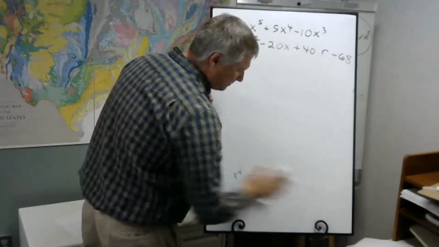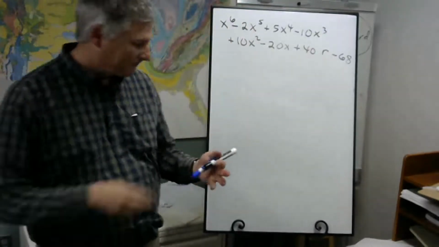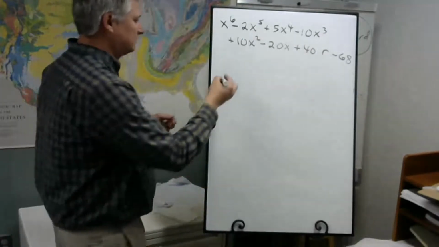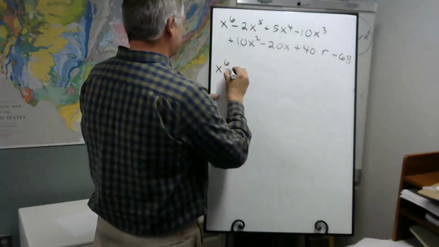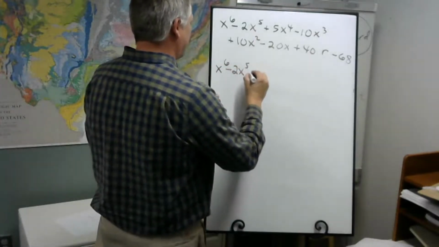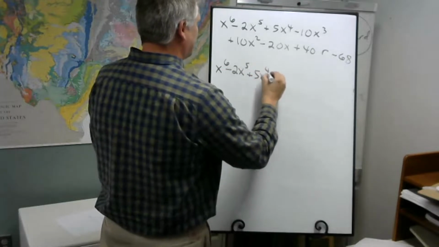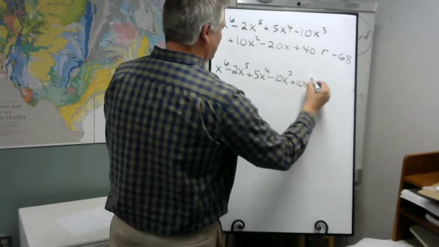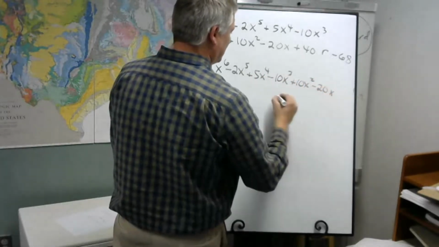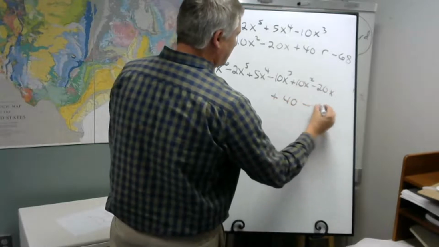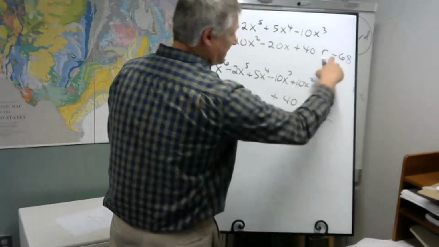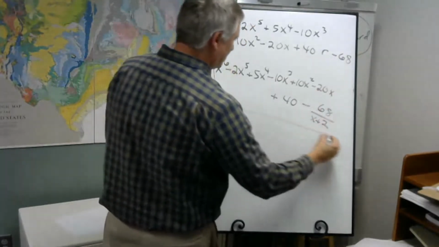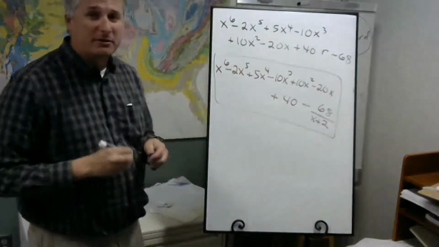Now again, we're going to rewrite this remainder differently. So what we're going to do instead, since our divisor was x plus 2: x to the 6th minus 2x to the 5th plus 5x to the 4th minus 10x cubed plus 10x squared minus 20x plus 40 minus 68, because it's got a negative, over x plus 2. And that's going to be our answer.